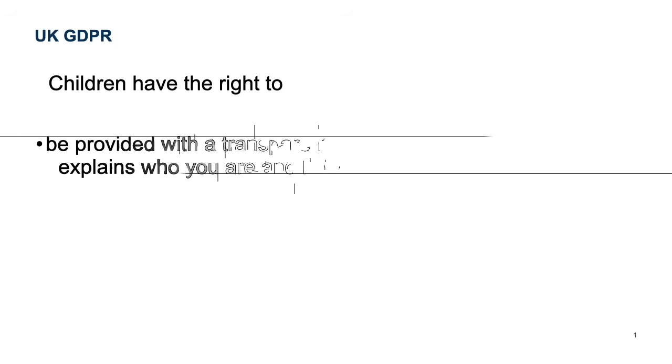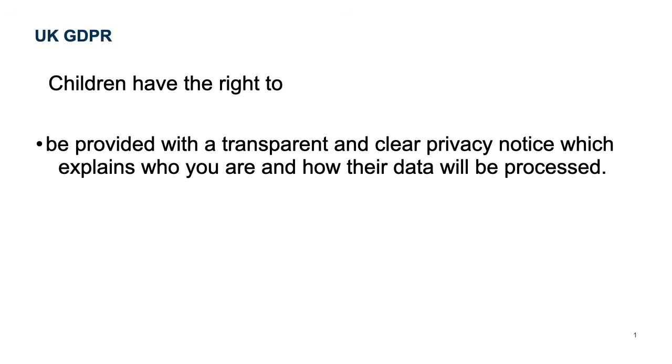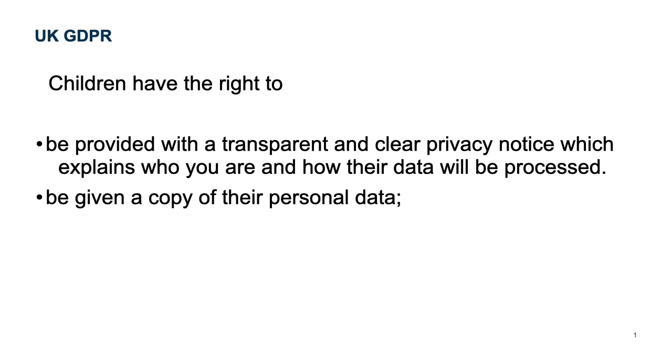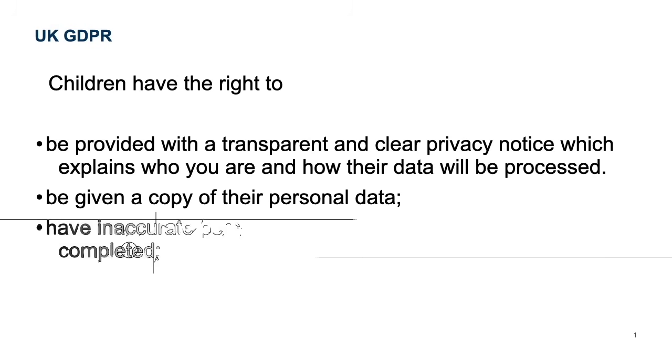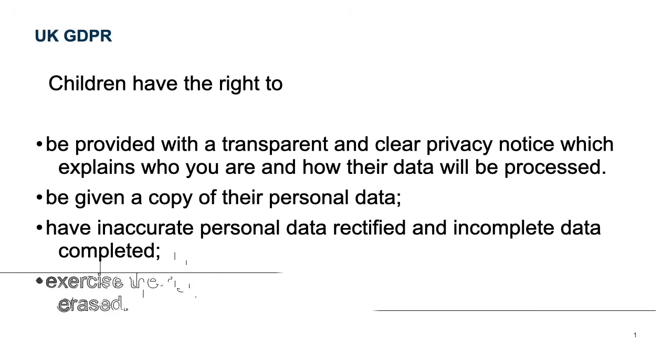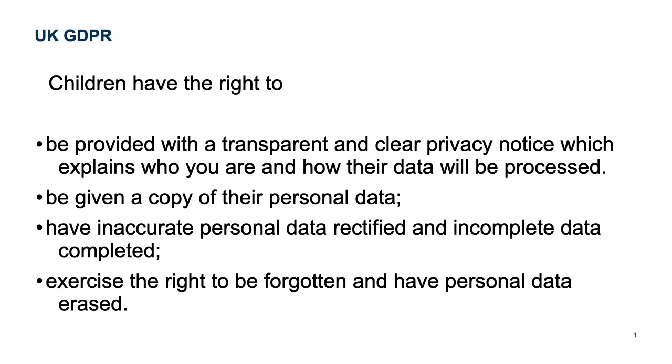Children have the same rights as adults over their personal data under the UK General Data Protection Regulation, or UK GDPR, and the Data Protection Act 2018. Under this, and alongside other rights, children have the right to be provided with a transparent and clear privacy notice, which explains who you are and how their data will be processed, be given a copy of their personal data, have inaccurate personal data rectified and incomplete data completed, and exercise the right to be forgotten and have personal data erased.